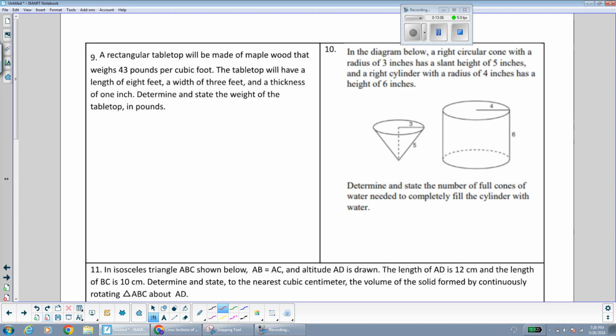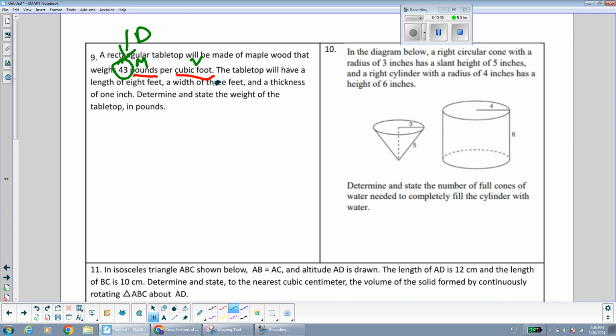Here we have a rectangular tabletop made of maple wood that weighs 43 pounds per cubic foot. There's a mass unit and a volume unit. So this number here is the density. We have some dimensions of the tabletop. Notice how they have different units: 8 feet, 3 feet, 1 inch.